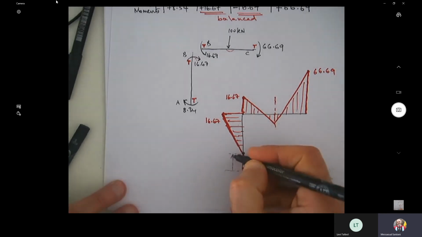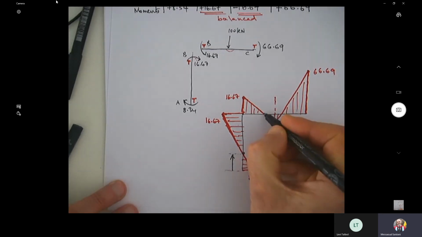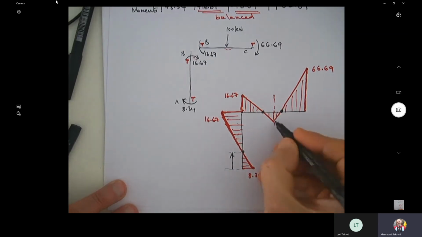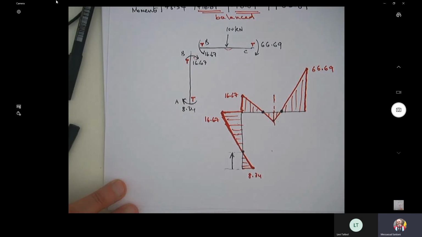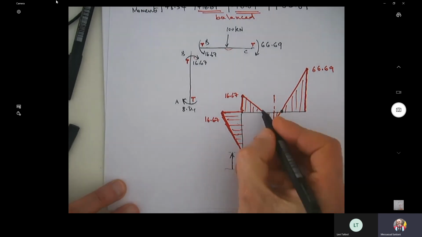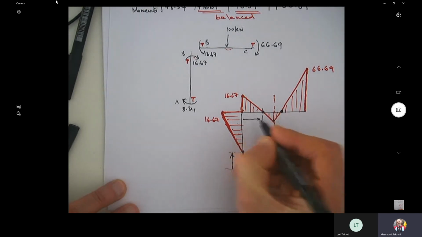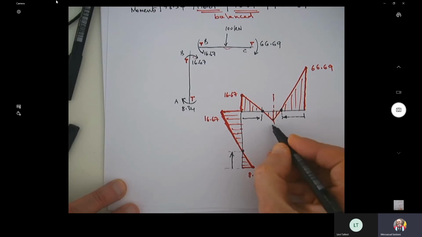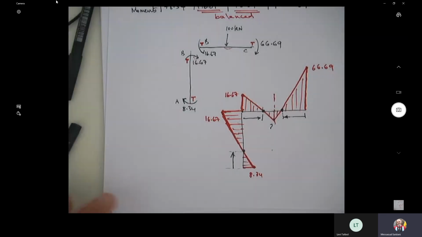So we need to determine the point of contraflexion there. Then we need to determine this point of contraflexion and this one. And we need to determine the maximum moment. Okay? So we need to determine this here. We need to determine this there. And we need to determine the maximum moment.